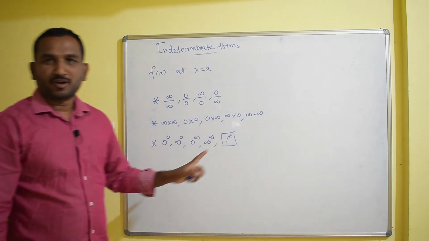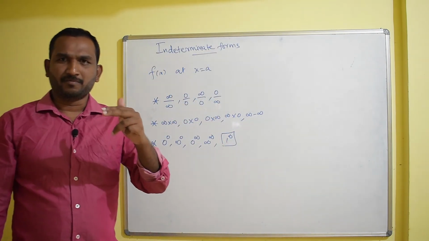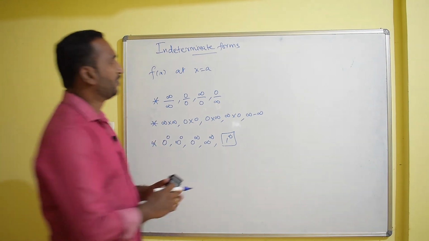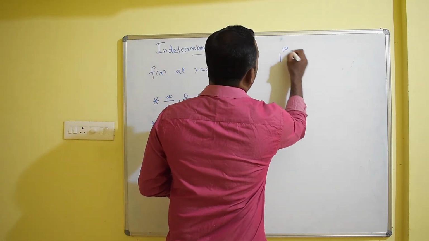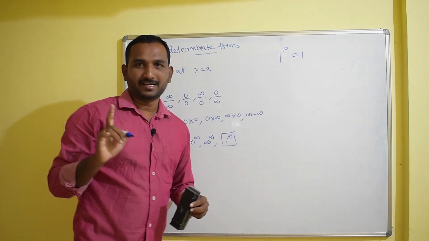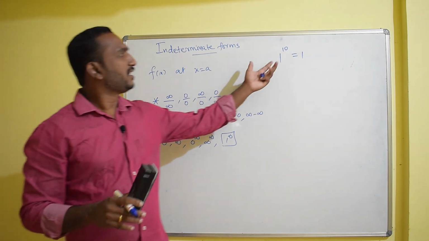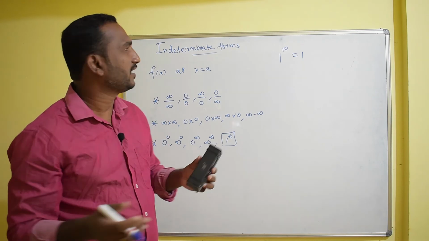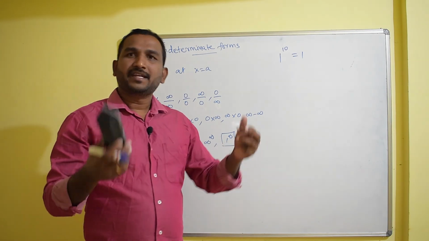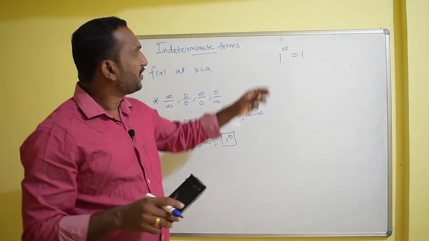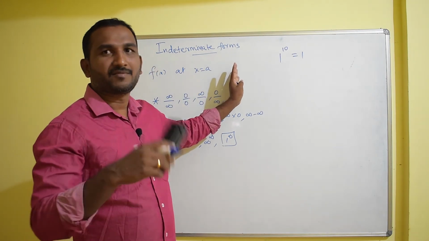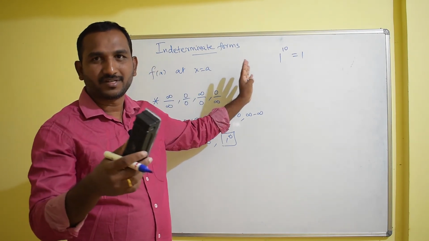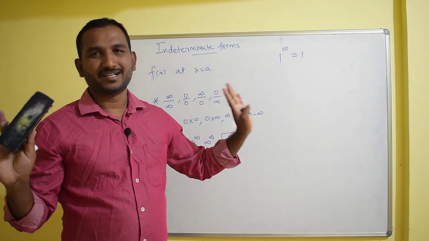To verify this 1 power infinity, we'll go from the basics. I will take 1 power 10 is equal to 1. Is it correct? Right. Why? 1 power 10, if you multiply 1 ten times, you will get 1 only. Correct? So I will verify it by another method. If the right hand side and left hand side are the same value, yes, we can say that 1 power 10 is 1 only.